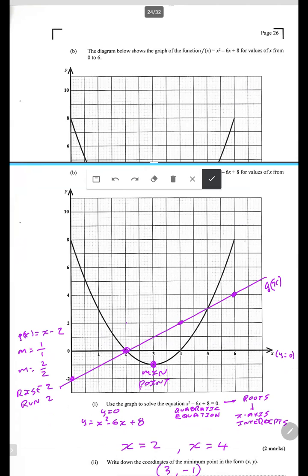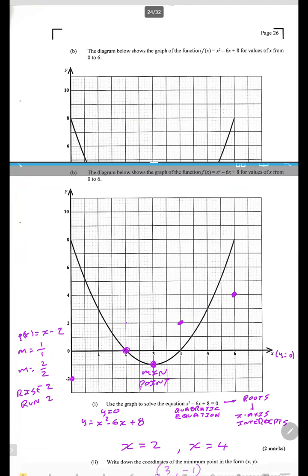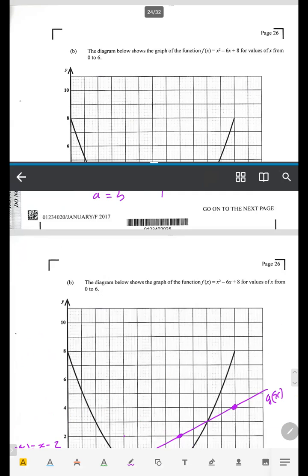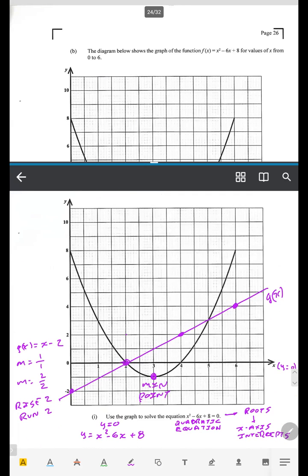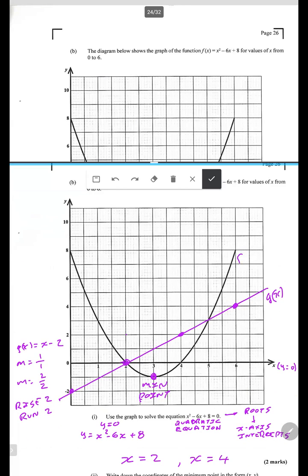Remember this one was a function. All right, this one was f of x. The curve is f of x. All right, and clearly now you can see that they intersect here and they intersect here. So those are the 2 points of intersection.